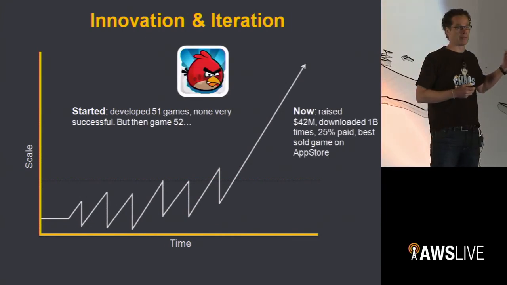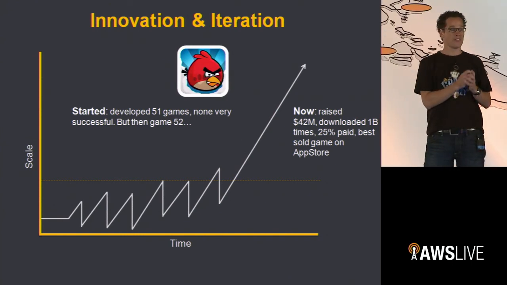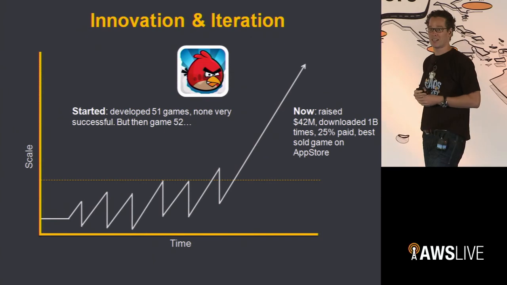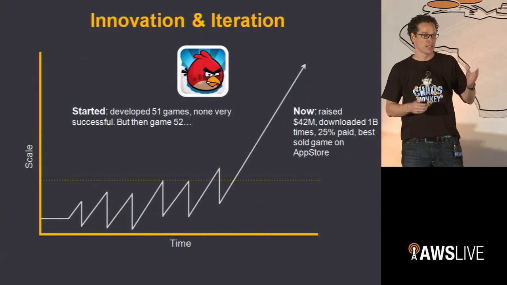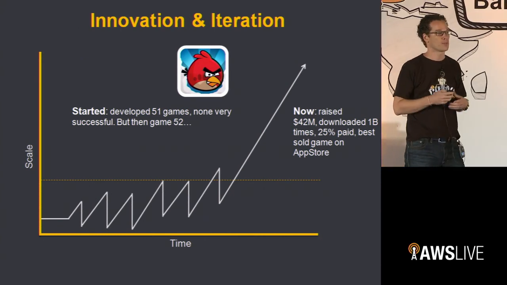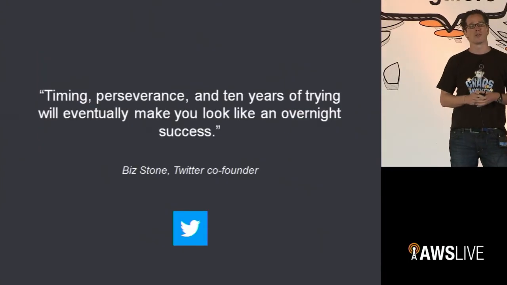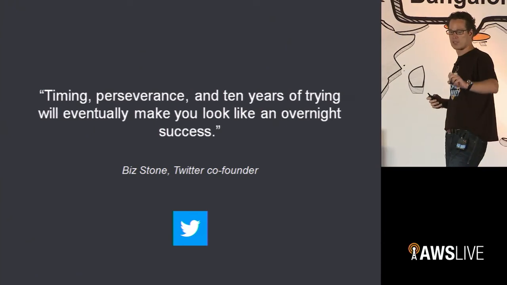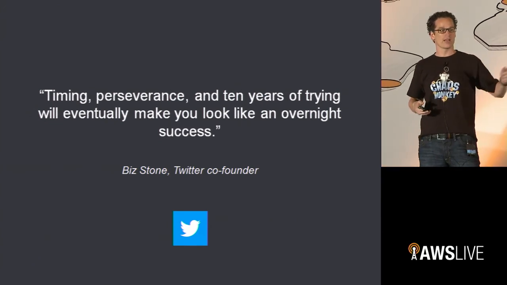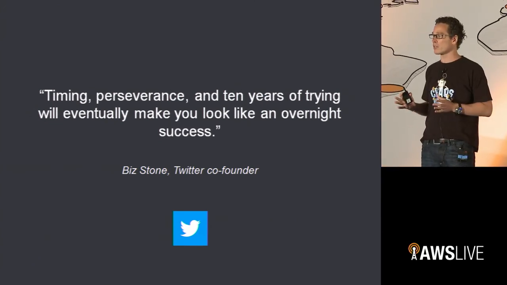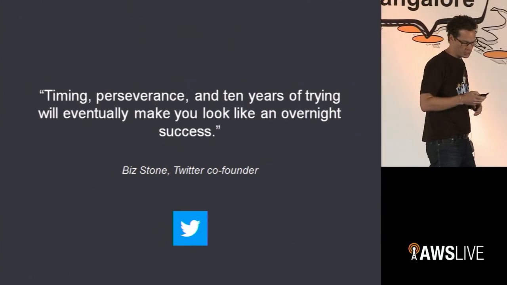And then Rovio. Angry Birds. Everyone will know Angry Birds. What people don't know is that they actually developed 51 games that didn't really succeed in the market. And then they did Angry Birds. Boom. Raised $42 million, downloaded 1 billion times, great monetization, amazing, right? So I love this quote from the founder of Twitter, who basically says that timing, perseverance, and 10 years of trying will make you look like an overnight success. For all 3 examples I just gave, it might have looked like an overnight success, but it definitely was not. It was a lot of blood, sweat, and tears, and again, iteration.